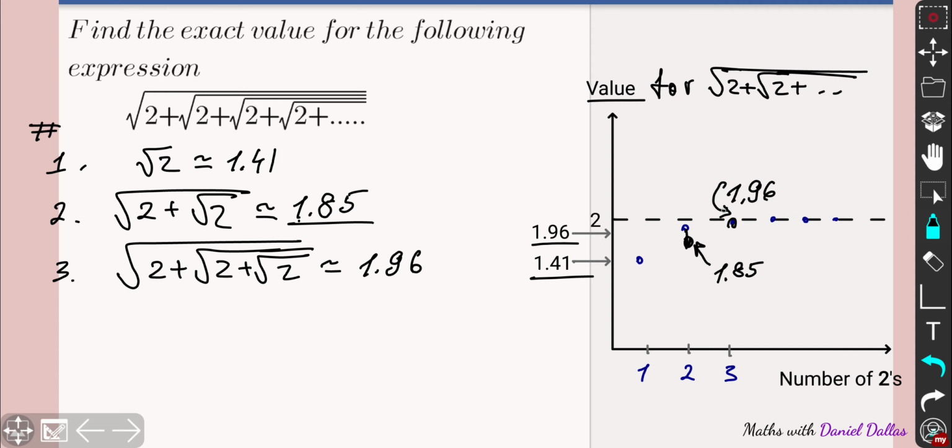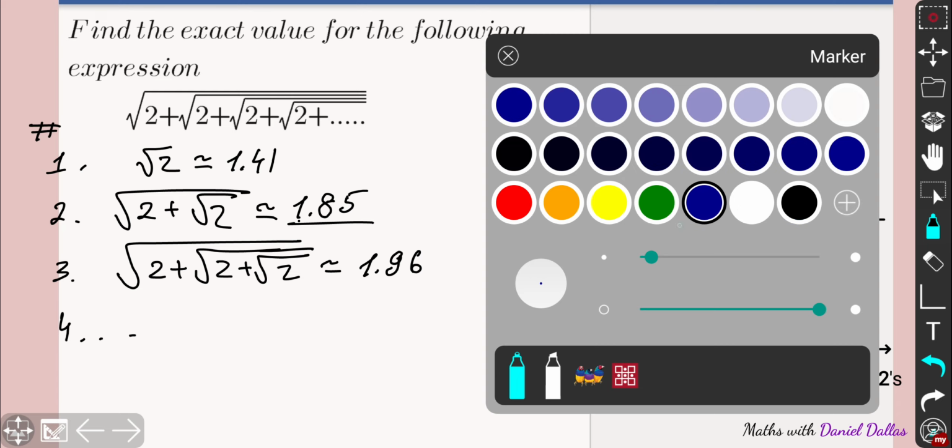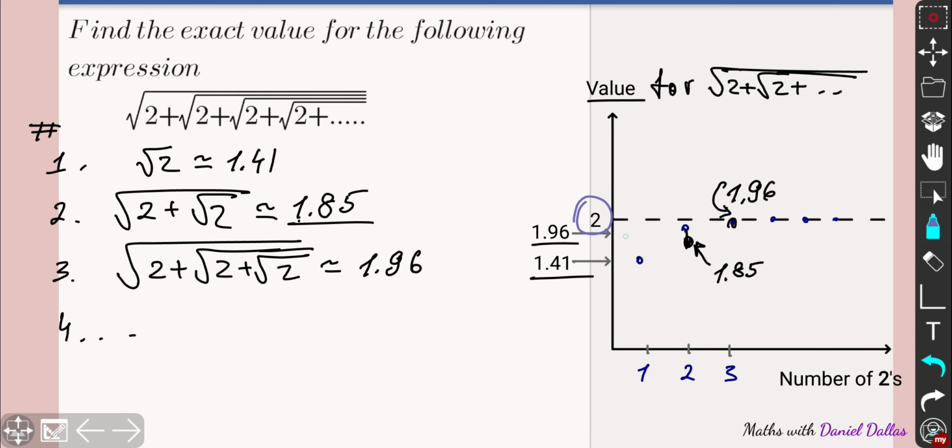By doing this process continuously, you understand that soon you'll come to the line with value 2. So that's the line with value 2, and it's right there. This is a dashed line. The more 2's nested in the expression you have, the closer you get to this dashed line with value 2. So it's sort of an asymptote.